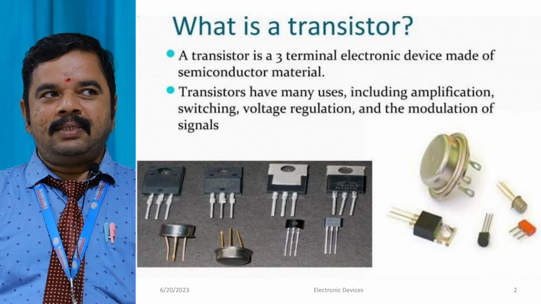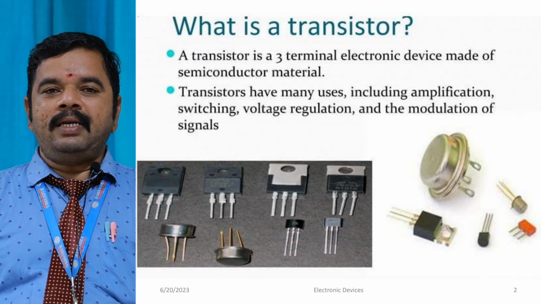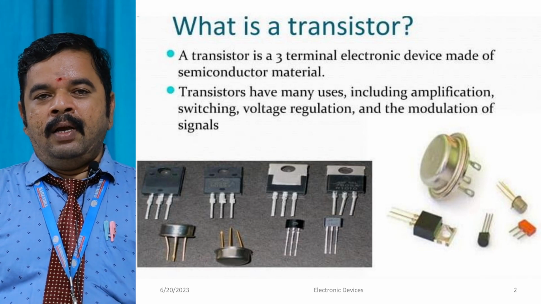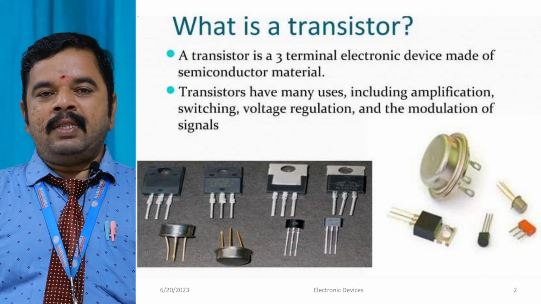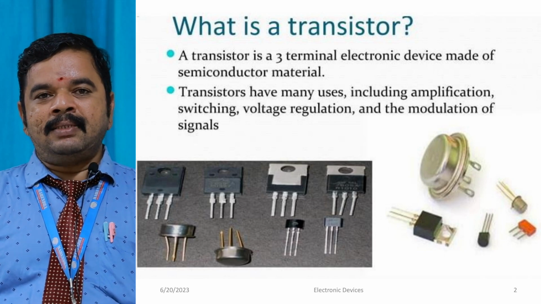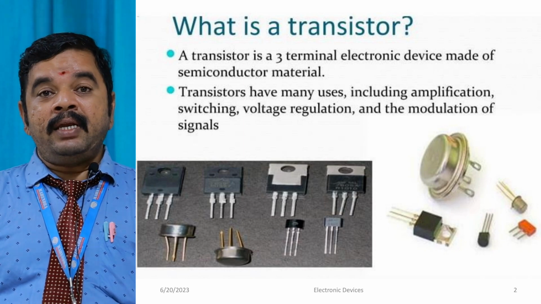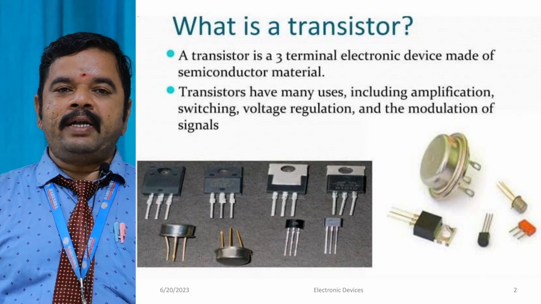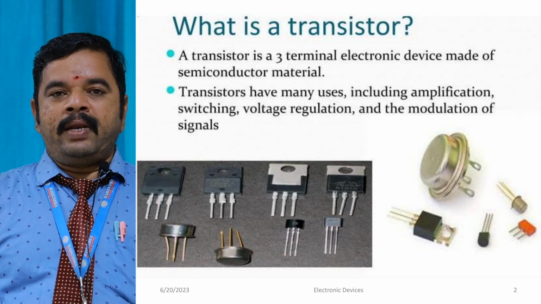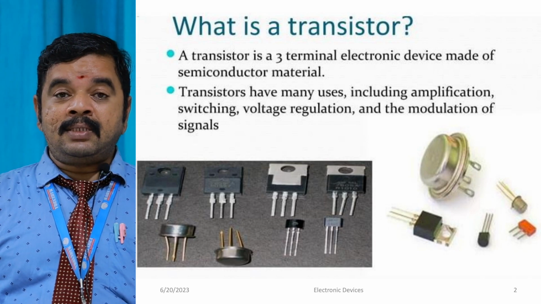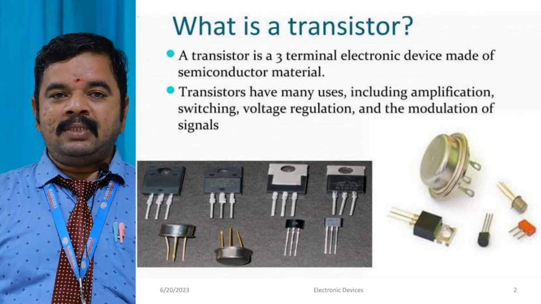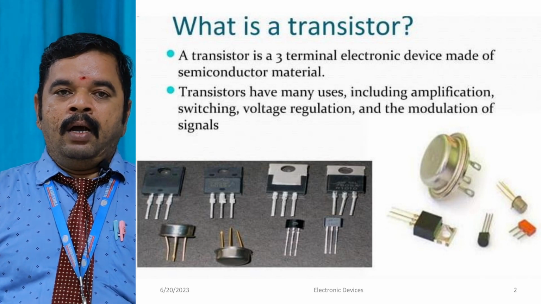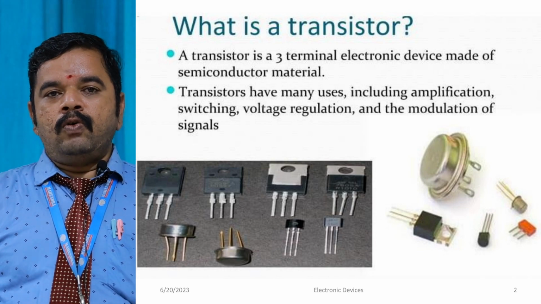So, what is actually a transistor? A transistor is a three-terminal device. It comes after the diode; after the diode, we implement the transistor. In the transistor, we have three terminals. For different types of transistors, we have different terminal names. For example, the bipolar junction transistor has three terminals: emitter, base and collector.